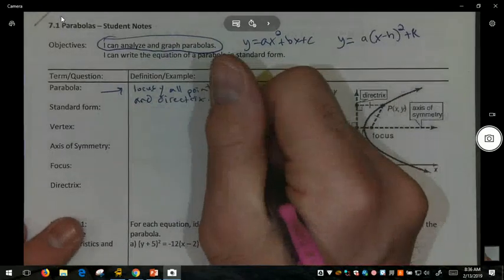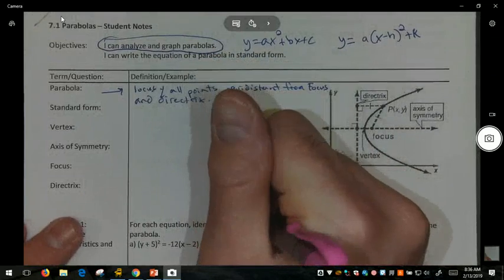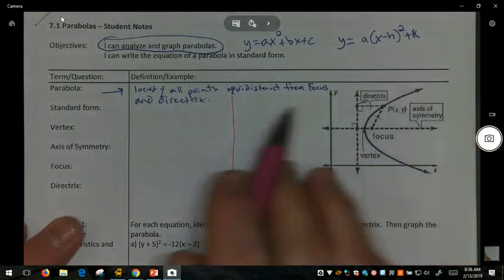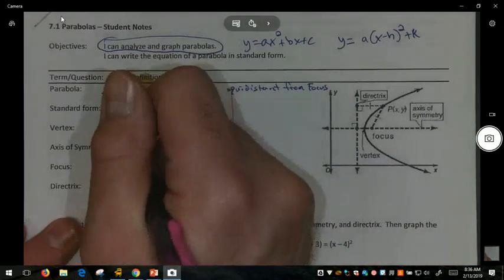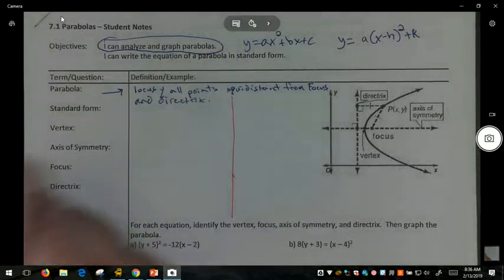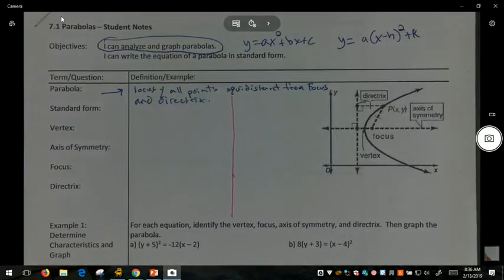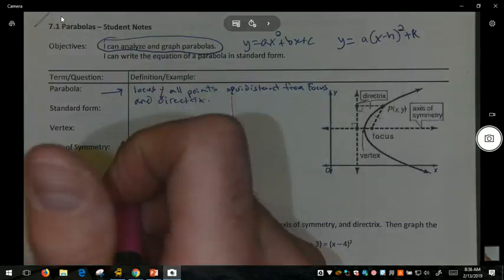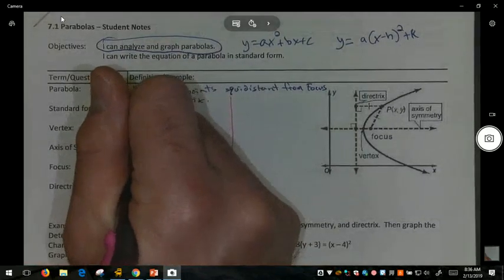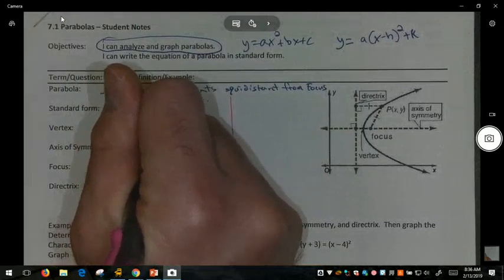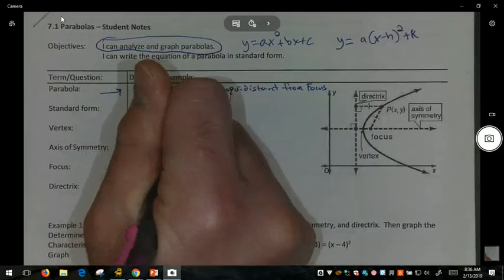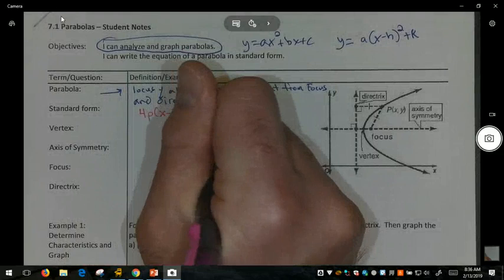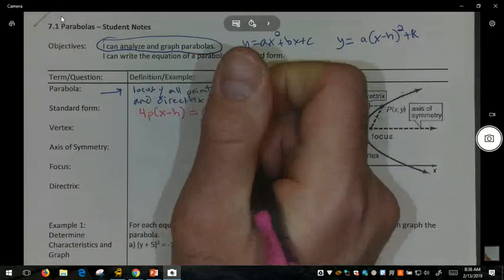We're going to look at the standard form of this equation. The standard form of this equation, when it opens left and right, is 4p times x minus h equals y minus k squared.